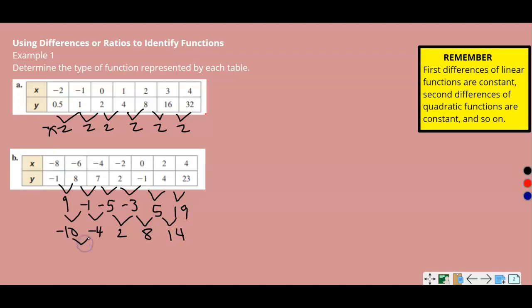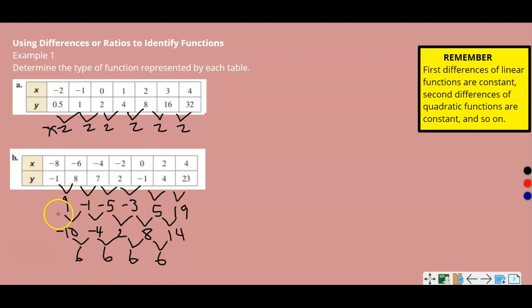So let's go one more time. If we go from -10 to -4, remember -10 is smaller than -4, so that's an increase of 6. -4 to 2, that's also an increase of 6. From 2 to 8, that's an increase of 6. And from 8 to 14, that is an increase of 6. So you can see in this case, these are now constant.